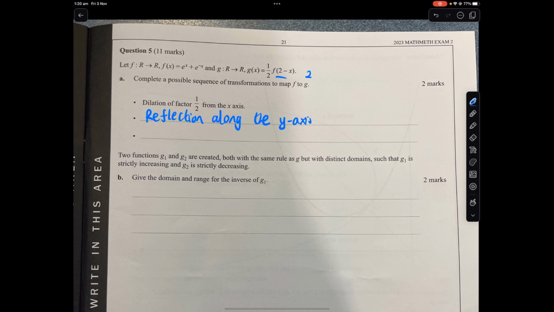And if we solve this inside, 2 minus x equals 0, so 2 equals x. So there's also a translation of 2 units to the right. That's that.